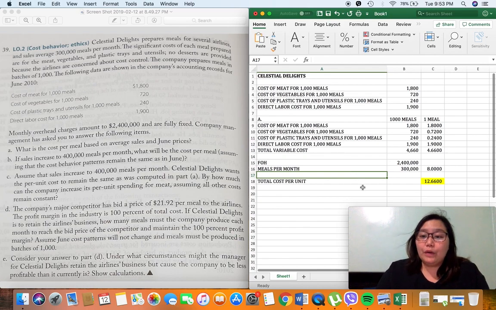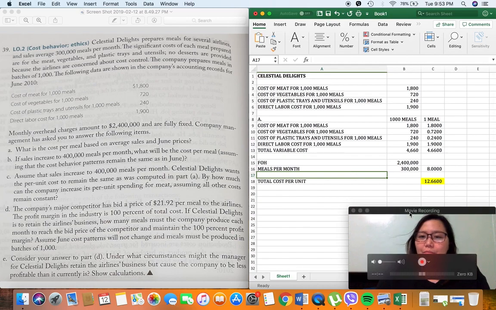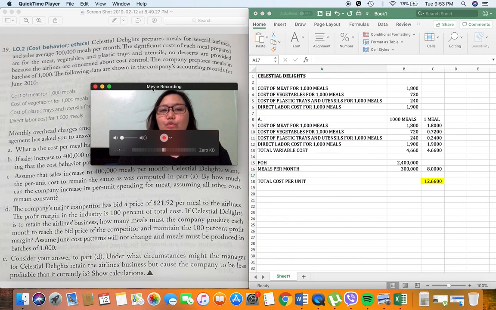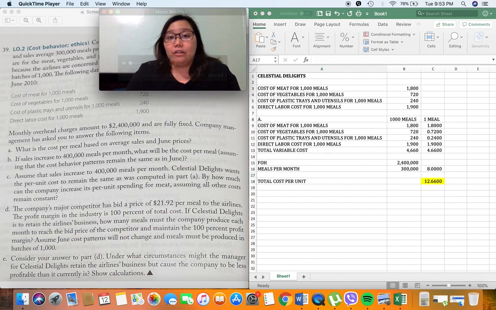Now, what about requirement B? So for requirement B, sabi naman dyan, if sales increase to 4,000 meals per month, what will be the cost per meal? Assuming that the cost behavior patterns remain the same as in June. So I have to transfer this here, okay?